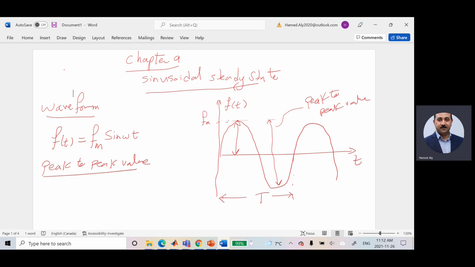This function is repeating itself after a specific period. That's why we are calling this function a periodic function. Because it started from 0 here, increased, then decreased, then increased, then reached 0, then it will start to repeat itself again. And the time needed for that function to repeat itself is called the period. So T here, the period for that function, is equal to T.